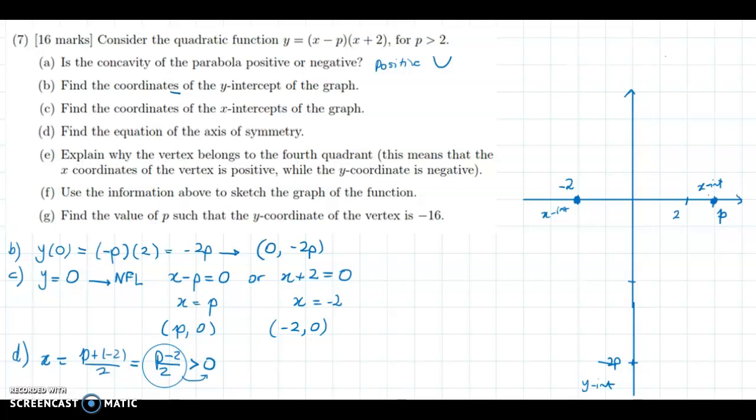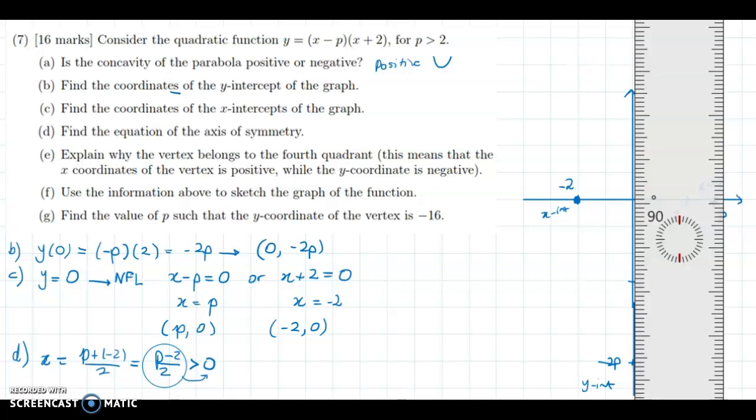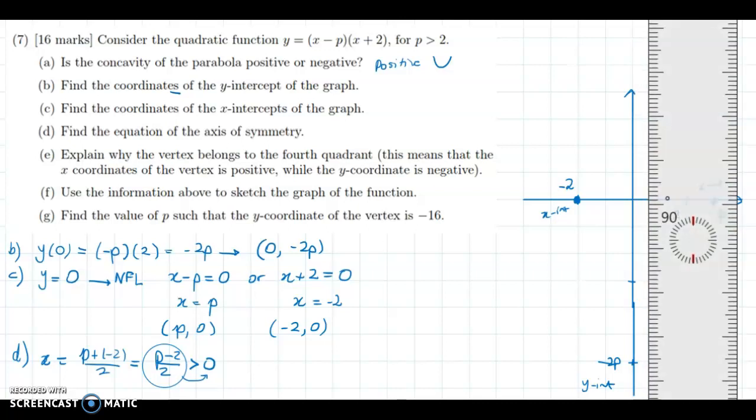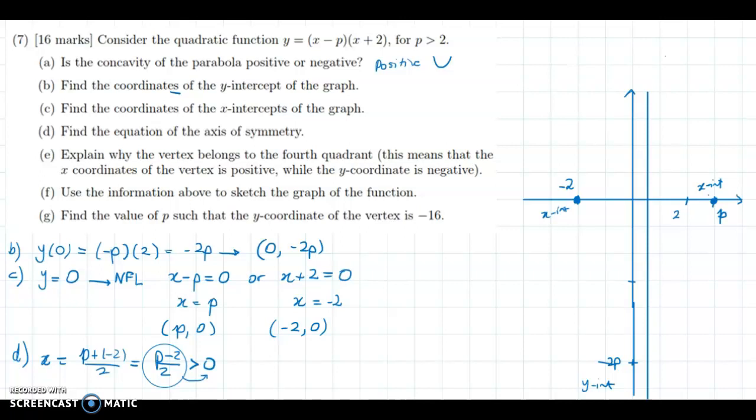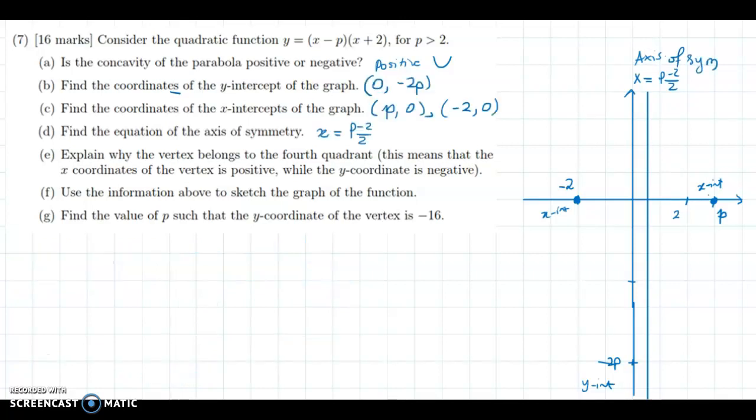So I'm going to add the axis of symmetry to my picture, somewhere around here. I just know it's on the positive side and it has to be halfway between what I mark as the p and the value of -2. So there it is. This is x equals p minus 2 over 2, and this is the axis of symmetry. Okay, I made a little bit of space because we need it for answering part E.